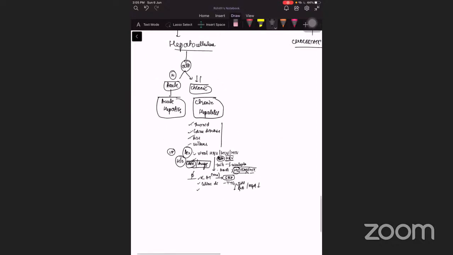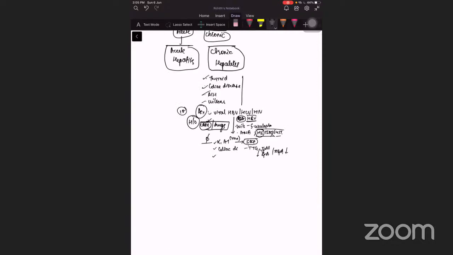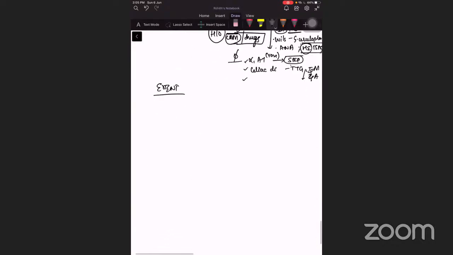So once this is done, we see what is the extent of elevation. What is the extent of elevation? And you have your own causes there. More than 15, 5 to 15, less than 5. So again, you can divide it into ALT more than AST or AST more than ALT.